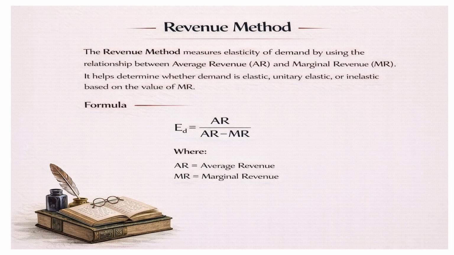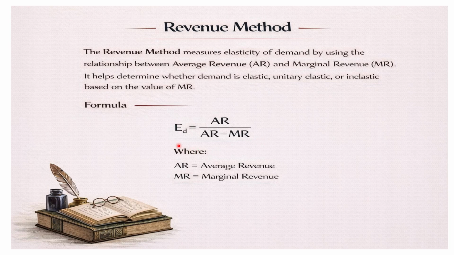Now, the next method is the revenue method. The revenue method measures elasticity of demand by using the relationship between average revenue and marginal revenue. So here we can also see in the graph in the next section. First, we have to understand whether the demand is elastic, unitary elastic or inelastic by observing the value of marginal revenue. And here is the formula: average revenue divided by average revenue minus marginal revenue.